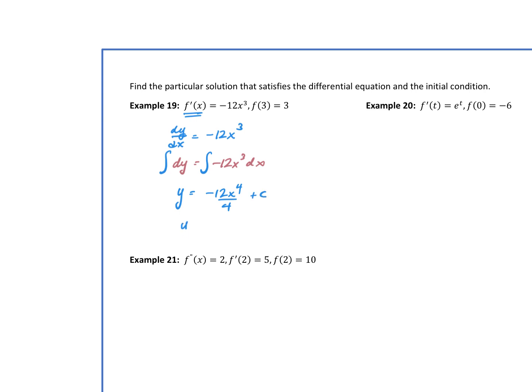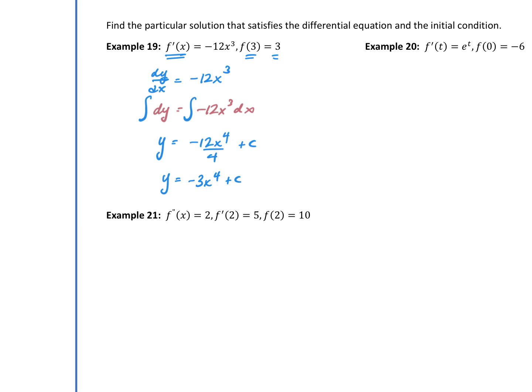So this is my original function. So y equals negative 3x to the 4th plus c. They want it to run through the point (3, 3). So this is going to come out as a 3. This is 3 to the 4th. So we're going to get negative 243. So 3 equals negative 243 plus c. So c is equal to 246.